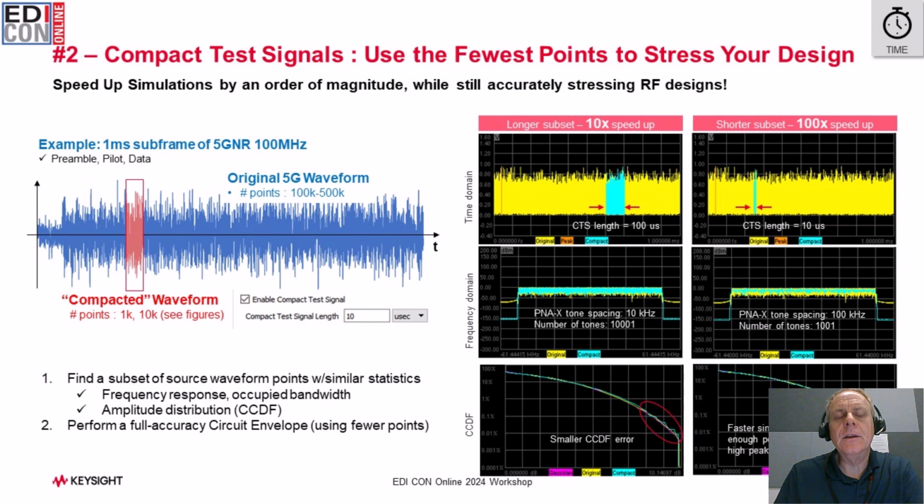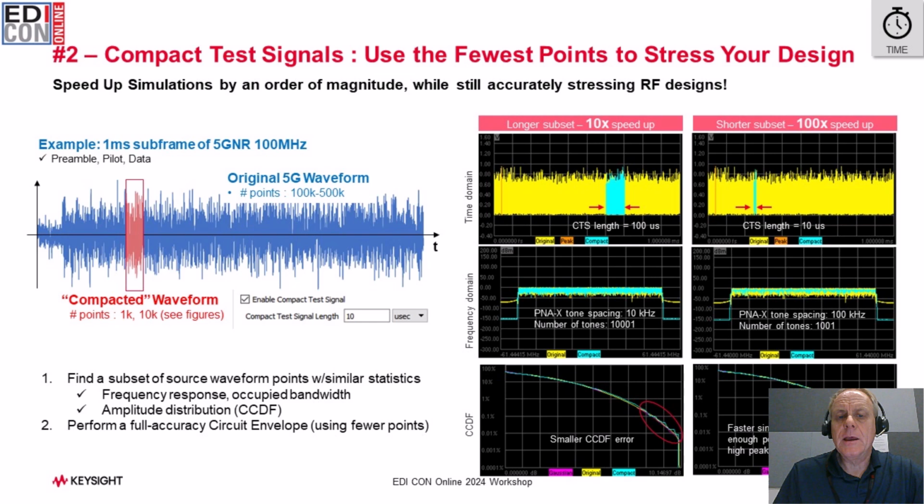The second great idea is compact test signals. It's one thing to have a 5G waveform of a couple of milliseconds duration. It's another thing to have an analysis result for 500,000 or 1,000,000 time points. It's going to take a while. And so with today's wideband signals, Keysight has come up with an intelligent way to do signal compaction. And this comes from the PNA-X vector network analyzer team within Keysight.